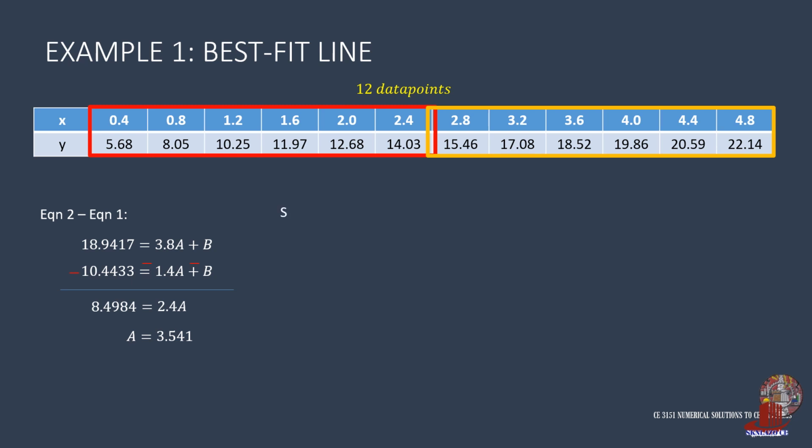This value should be substituted to any of the equations. Say we take equation 1 and have 10.4433 as equal to 1.4 times 3.541 plus b. Transpose terms and get b as 5.4859. Knowing a and b, we can take the best fit line as y as equal to 3.541x plus 5.4859.